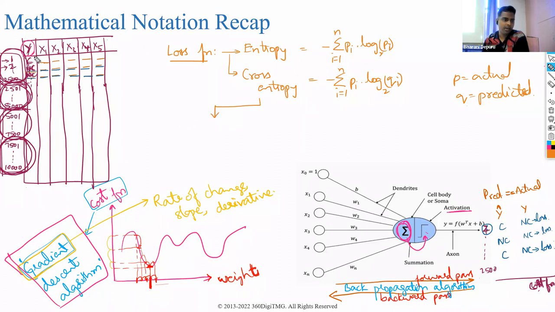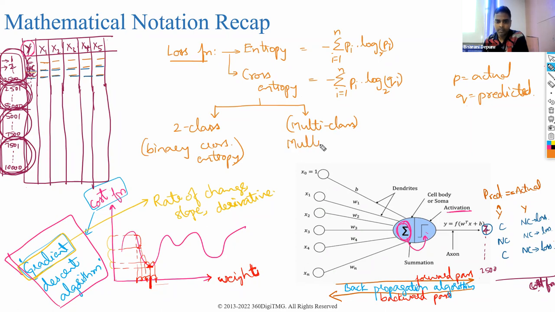If you have a two class problem, like here churn, no churn, a two class classification problem, then we use something called binary cross entropy. And when you have more than two classes, that means a multi-class problem, then we use multi-class cross entropy as a loss function. So let me explain that.